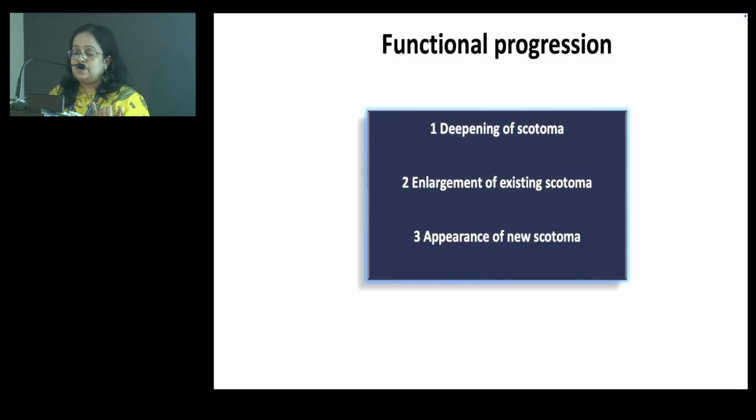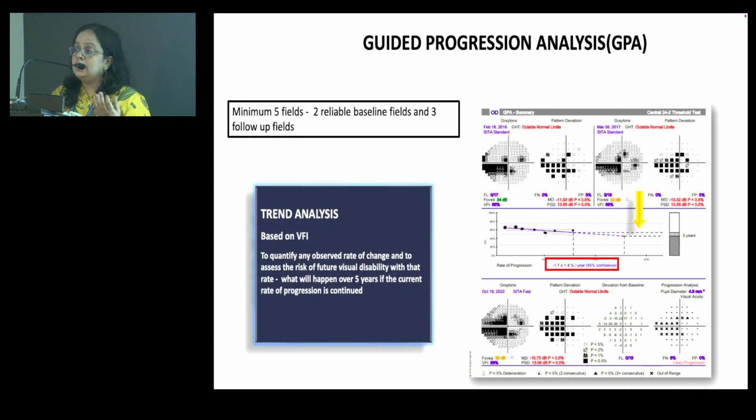Next is functional progression. Functional progression is measured by deepening of the scotoma, enlargement of an existing scotoma, and appearance of any new scotomas. There is also a guided progression analysis system for functional progression. There should be a minimum of 5 fields: 2 reliable baseline fields around 6 months apart, and 3 follow-up fields, a total of 5 fields. And there's a trend analysis, which is based on the visual field index or mean deviation, as you can tell.